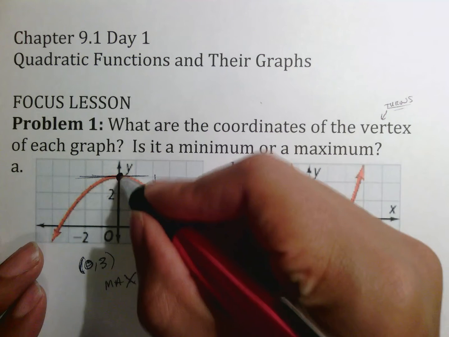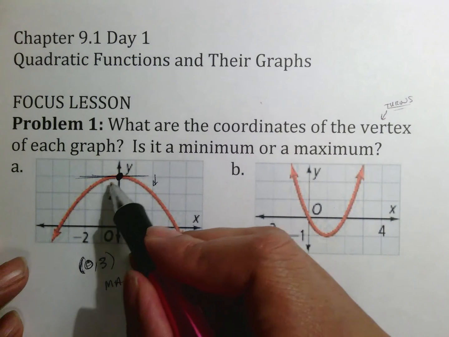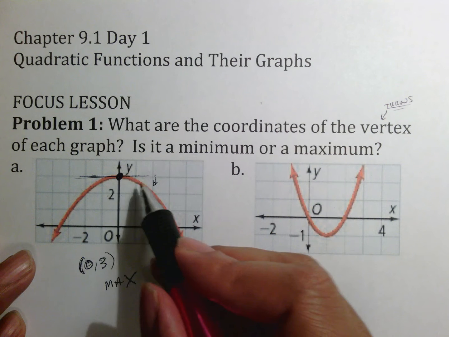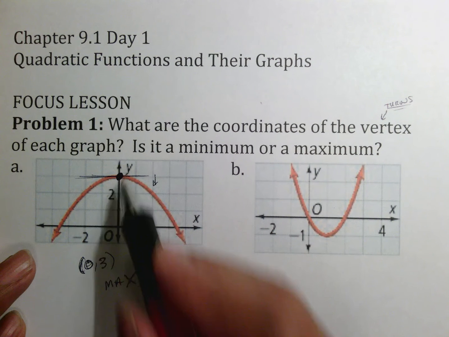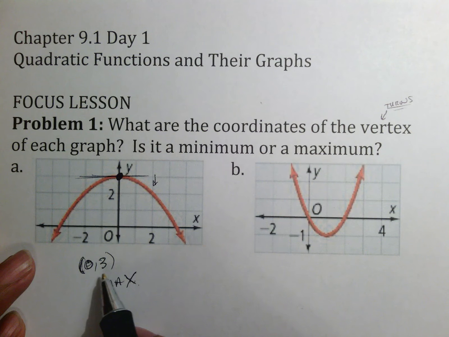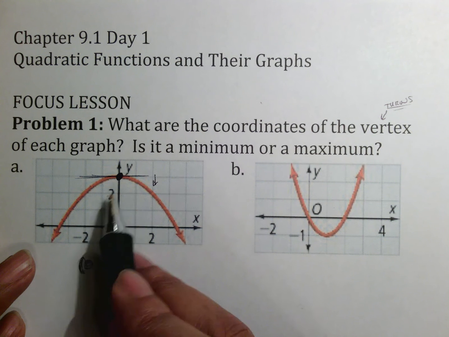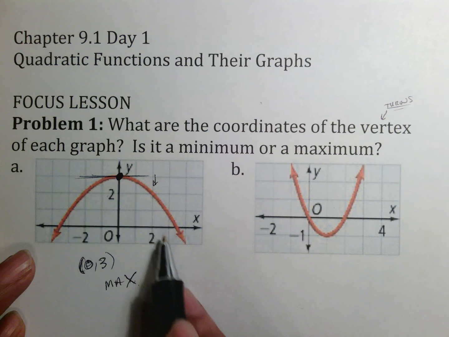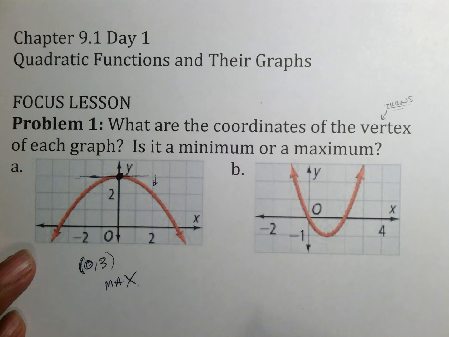Because everything is below, this would be a maximum. There is nothing higher than 3. This goes up, it's the top of the hill, kind of like the king of the hill, and then it goes back down, which means this is the highest point of that hill, so this is a max. So the vertex on A is 0, 3, because that's the point of it, and it's a maximum because it goes up and comes back down.